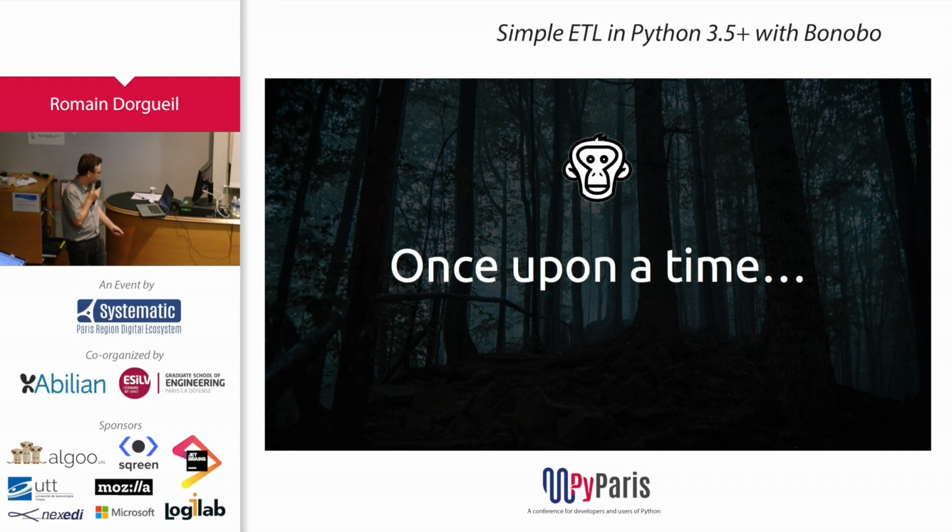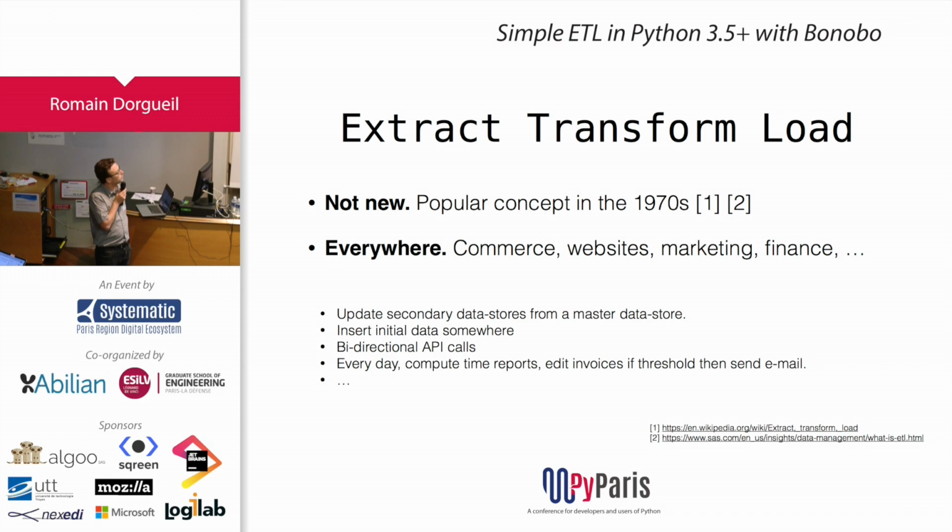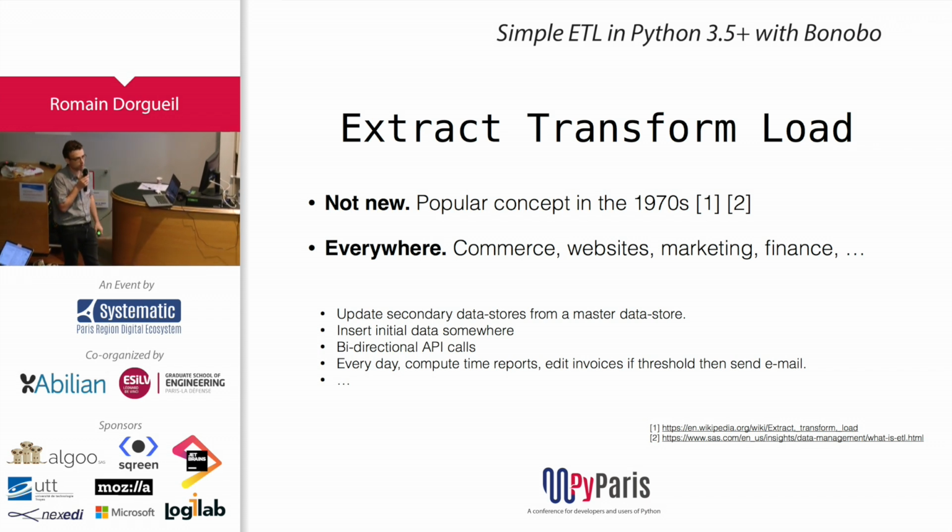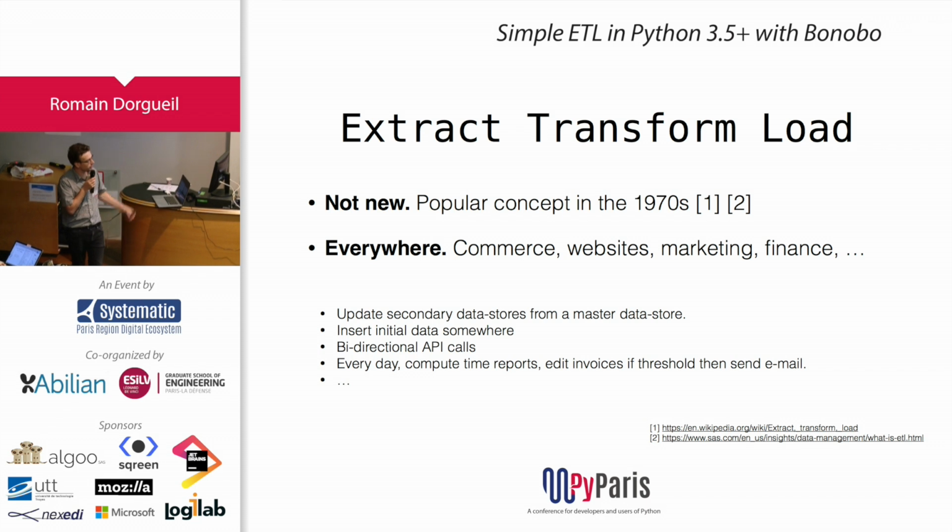So market and what is extract transform load. Definitely by looking on Google, Wikipedia says it was a popular concept in the 1970s, so it's definitely not a new thing. And basically it's everywhere. There is a lot of ETLs in e-commerce websites, everything that involves stocks, catalogs, things like this. Any website that presents data, if it's not really big data, is probably using ETLs. And it's also used in marketing, and I discovered recently that in finance it was used too.